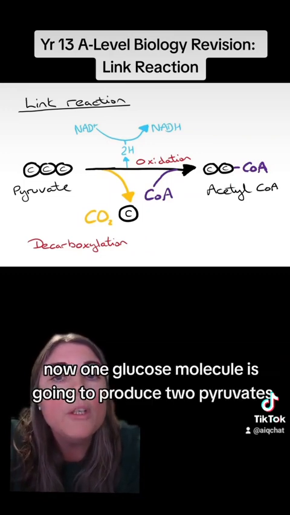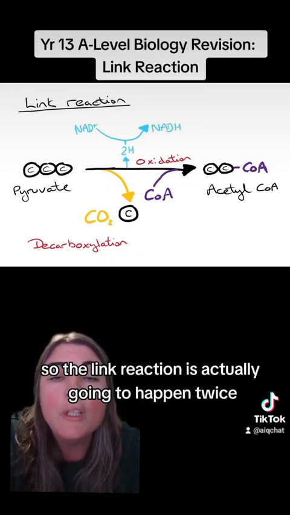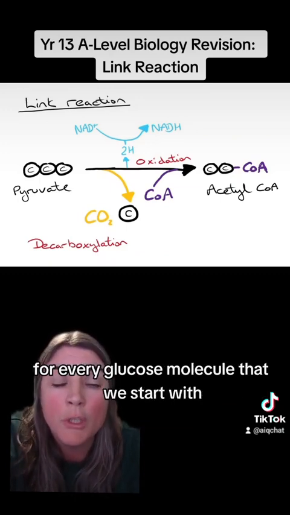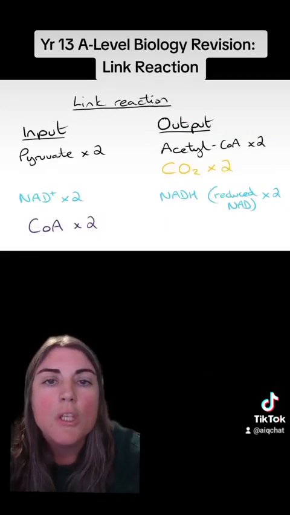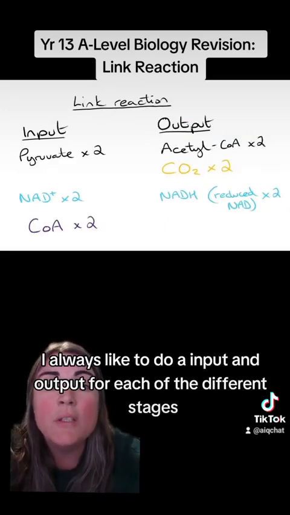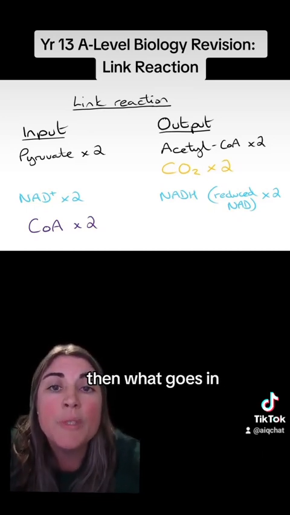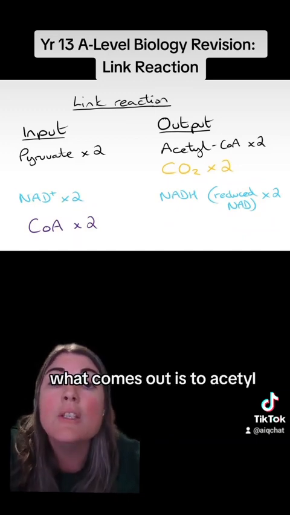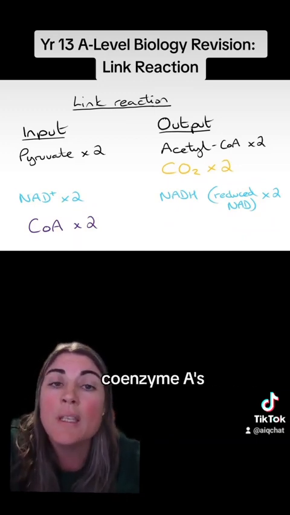Now, one glucose molecule is going to produce 2 pyruvates. So the link reaction is actually going to happen twice for every glucose molecule that we start with. As I said before, I always like to do an input and output for each of the different stages. So for the link reaction, what goes in is 2 pyruvate. What comes out is 2 acetyl coenzyme As.